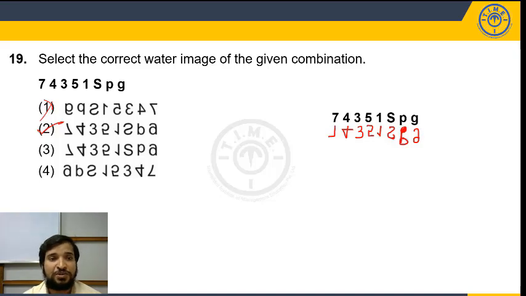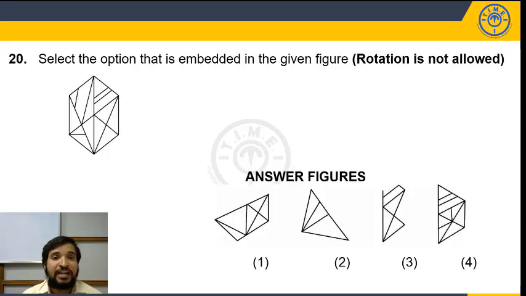Now see the next question. Select the option that is embedded in the given figure. So choice 1, the cross mark, it won't be the embedded. The second one also no. Third one, yes, it is embedded. Choice 3 is embedded in the given figure. That is, this is a part. So here we have choice 3 which was embedded.